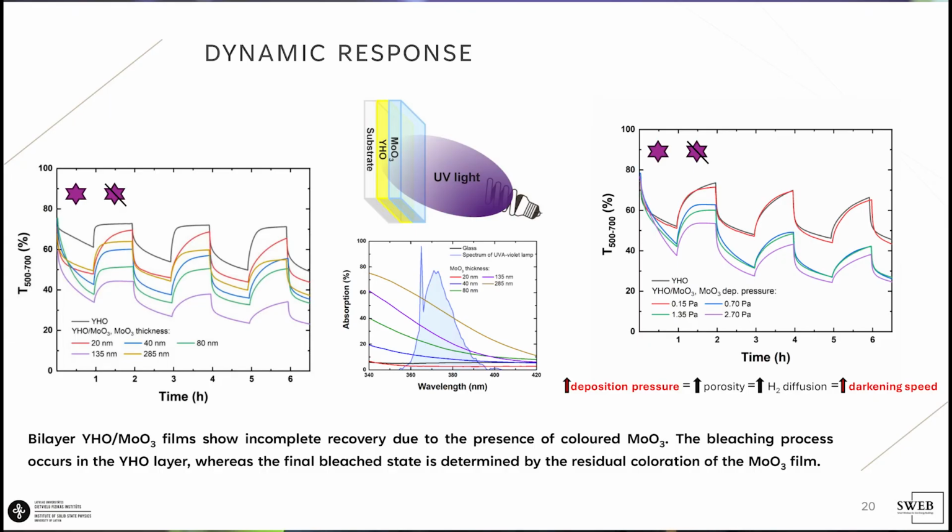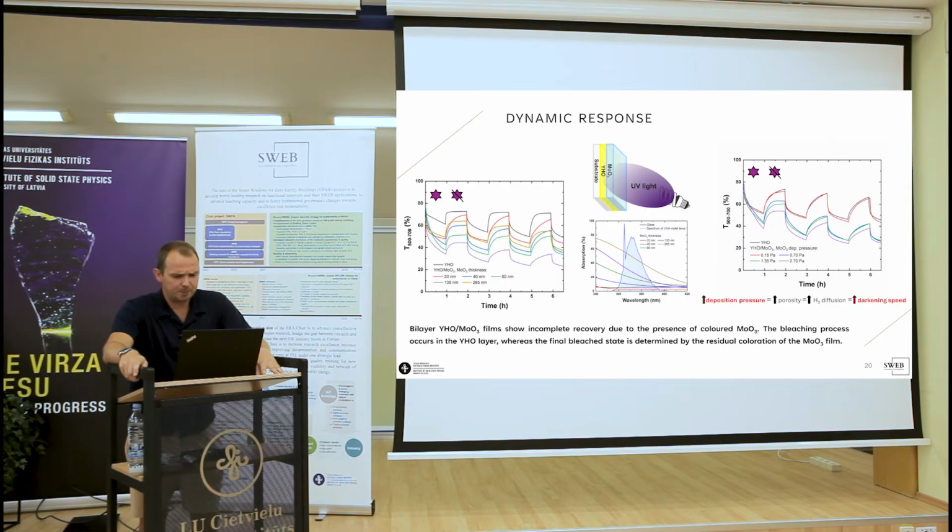On the right side you see the cycling for different densities of molybdenum trioxide. Here also in the beginning more porous films actually darken faster, and this is understandable because it's easier for hydrogen to penetrate in molybdenum trioxide if the films are more porous. But in the end, again, after prolonged illumination, denser films will exhibit higher absorption.